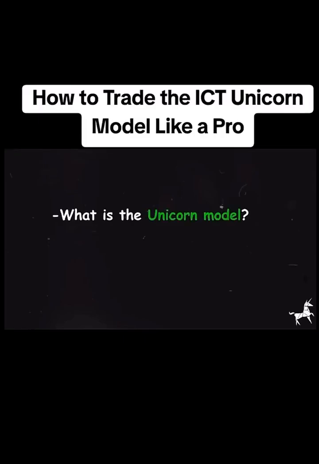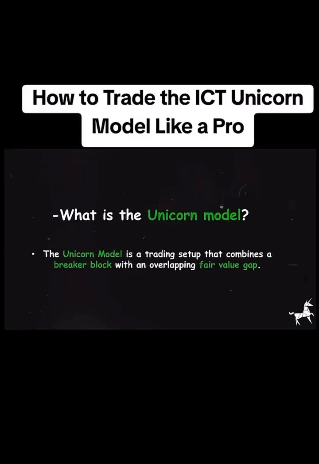The unicorn model. The unicorn model is a trading setup that combines a breaker block with an overlapping fair value gap. Before we dive into the details of this model, let me briefly explain these two concepts.